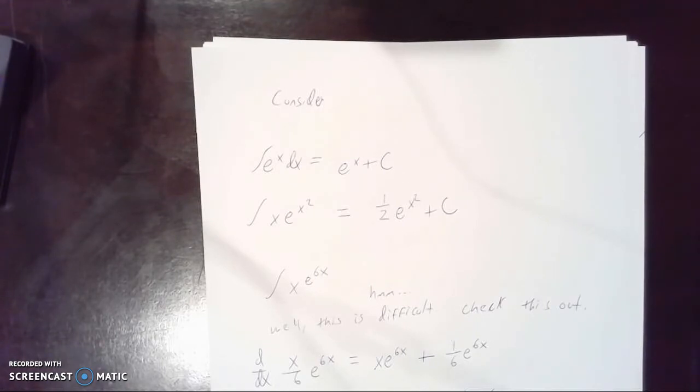This is the kind of thing that I've been talking about we need to be able to do in our head. You probably don't need to do a u substitution there. You can just think in your head how that would work. That's 1/2 e to the x squared plus c.